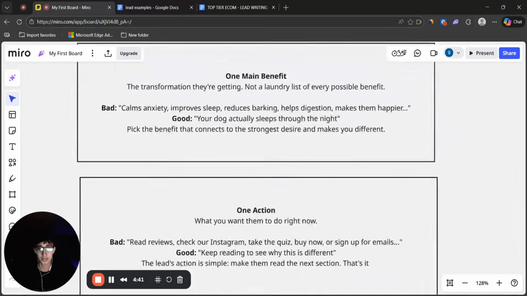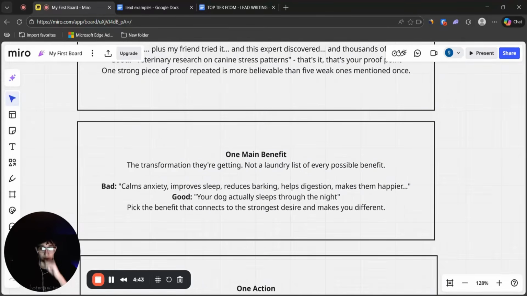Then you need one main benefit. List the transformation they are getting, not a laundry list of every possible benefit. Bad would be calms anxiety, improves sleep, reduces barking, helps digestion, and makes your pet happier. And good would be your dog actually sleeps through the night. So pick the benefit that connects to the strongest desire and makes you different.